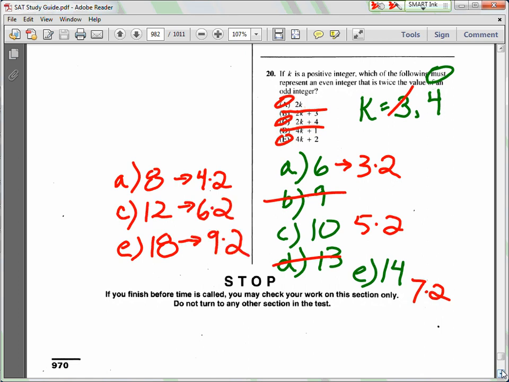This passes our test because it is the double of an odd integer. It's twice the value of an odd integer. So E is our correct answer.